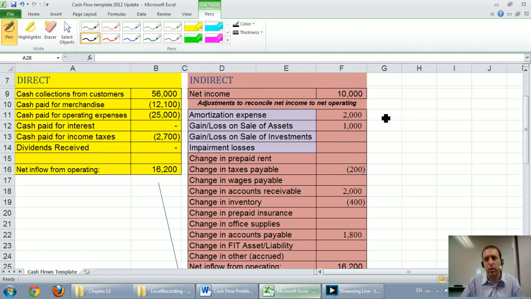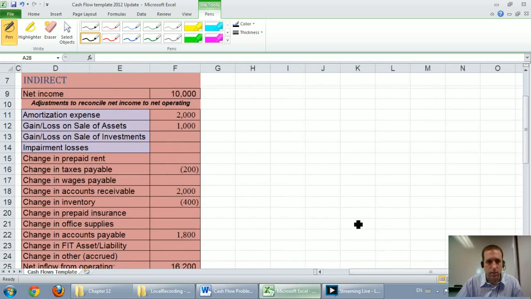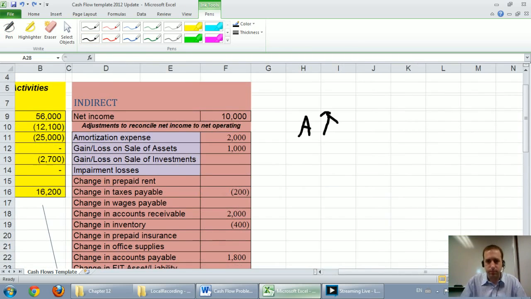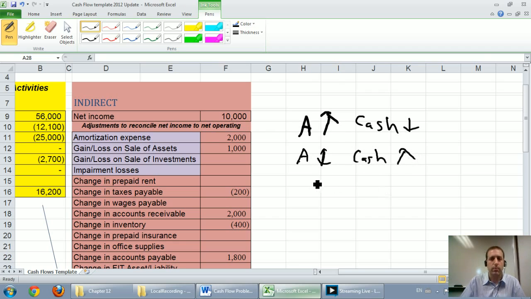The final thing I'll leave you with is a little trick for the indirect method. And the trick is this. If I have an asset that goes up, then cash goes down. So if I have an asset going up, cash goes down. This is for all those changes in taxes payable, changes in accounts receivable. If I have an asset going down, cash goes up. If I have a liability going up, cash goes up. If I have a liability going down, cash goes down.